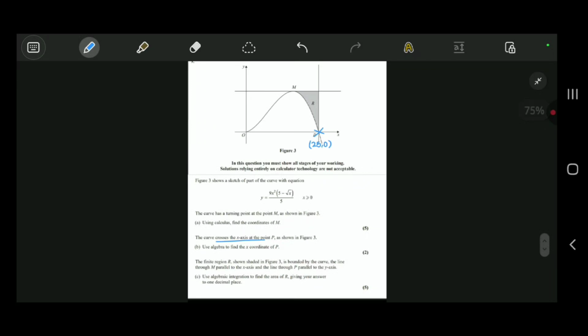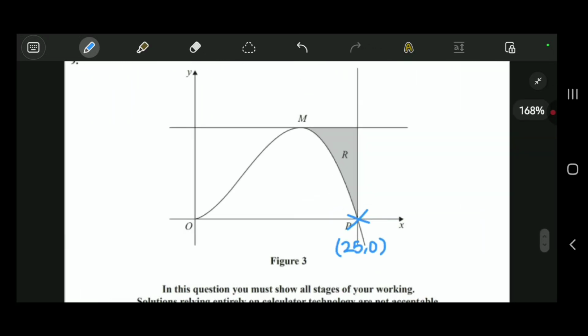Now we have the finite region R shown in the figure, bounded by the curve. This is an interesting thing. This region is bounded by this curve, this line, and this line.